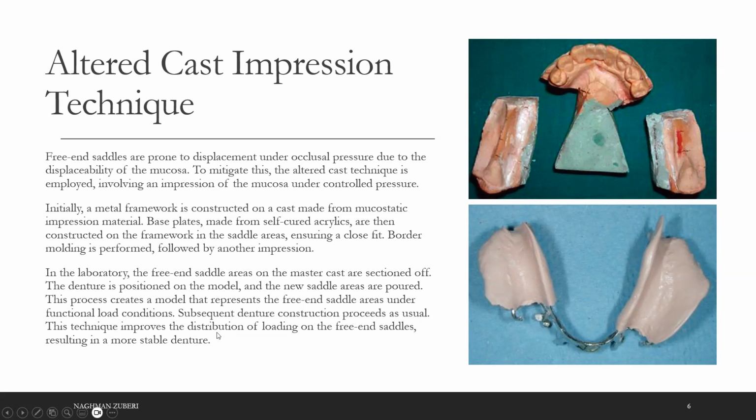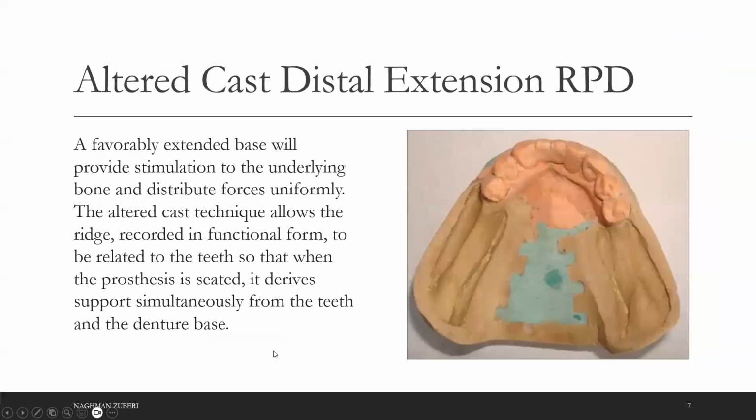This technique improves the distribution of loading on the free end saddles, resulting in a more stable denture. Like this. Here we can see the color difference between the two model materials. This is the new model in the altered cast impression. What is this altered cast distal extension? A favorably extended base will provide stimulation to the underlying bone and distribute forces uniformly.